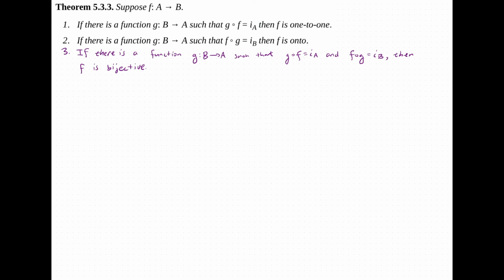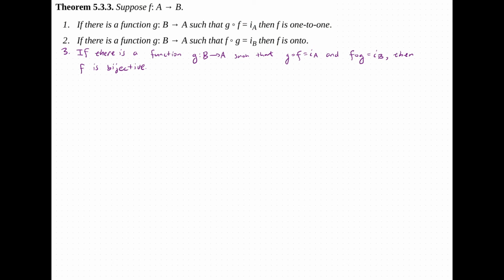So next we are going to consider the following theorem, 5.3.3, and it tells us that if we have a function f from A to B, then if there is a function g from B to A with the property that if we compose g with f, we get back the identity relation on A, then f is 1 to 1. Also, so far I've been mentioning identity relation on A, identity relation on B.